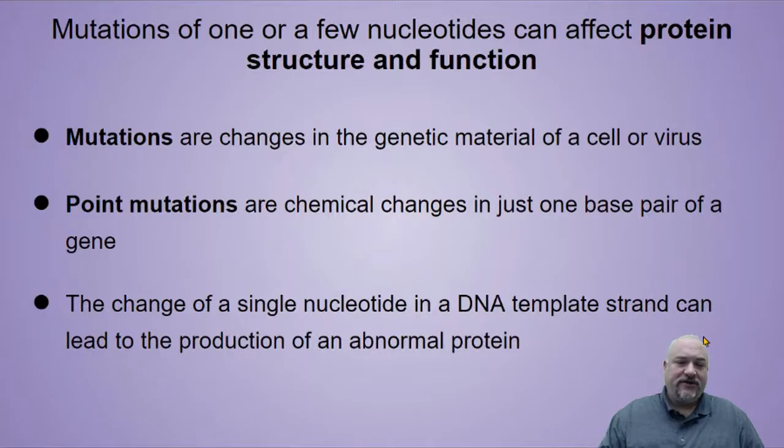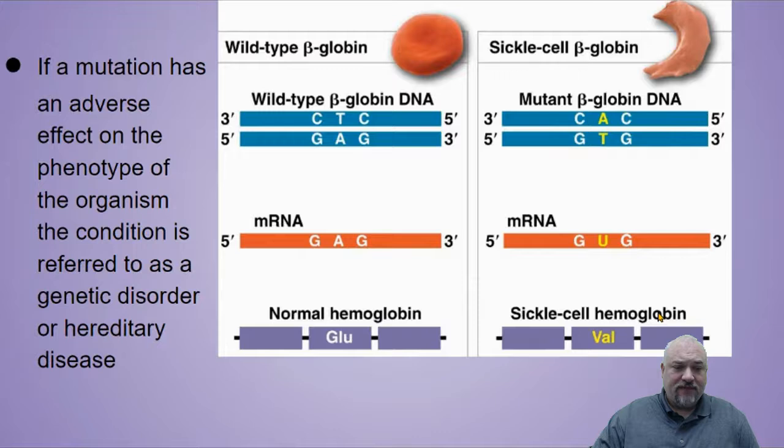Mutations are changes in the genetic material of a virus or cell. I think you guys all know that. A point mutation is a chemical change in just one base pair of a gene. So instead of a gene being AATTGCGCA, it might be the same thing, but replace that last A with a G. That's a point mutation, and that can lead to the production of an abnormal protein.